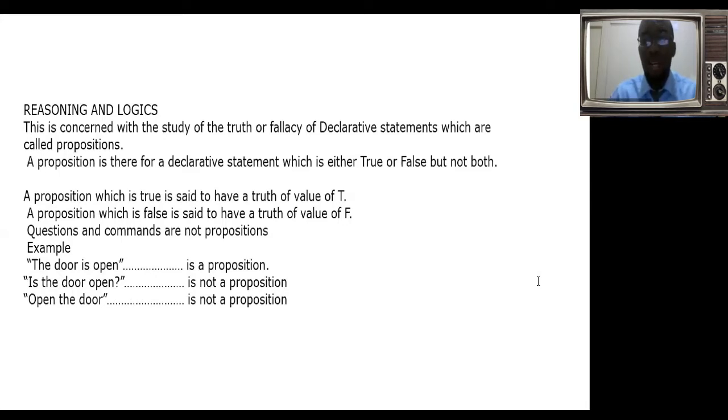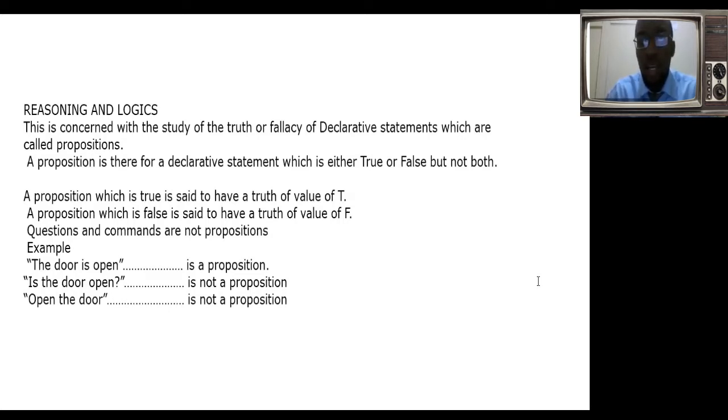All right, so now in mathematics, the first topic in pure mathematics, Unit 1, is reasoning and logics. And reasoning and logics is just the study of statements that are true or false. So here I have the definition. It says that reasoning is concerned with the study of the truth or fallacy of declarative statements, which are called propositions. Now, that's all we're doing for reasoning and logic.